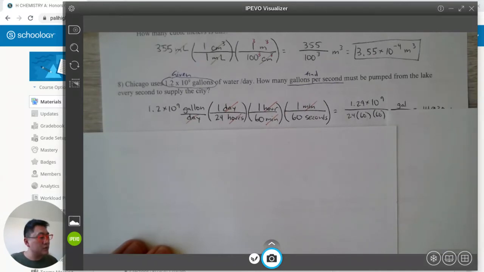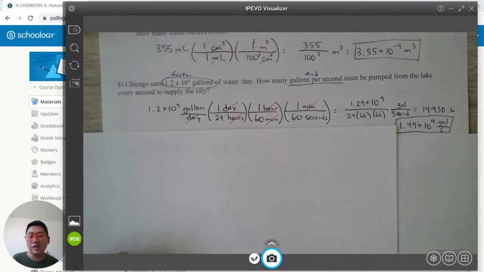Okay, so what answer did you get? I got, well, on my calculator, 14930.6, or in scientific notation, 1.49 times 10 to the fourth gallons per second.